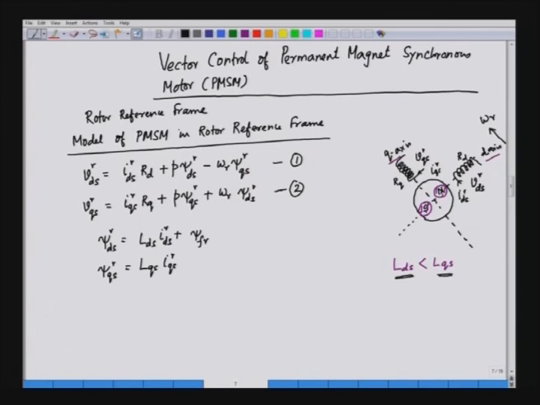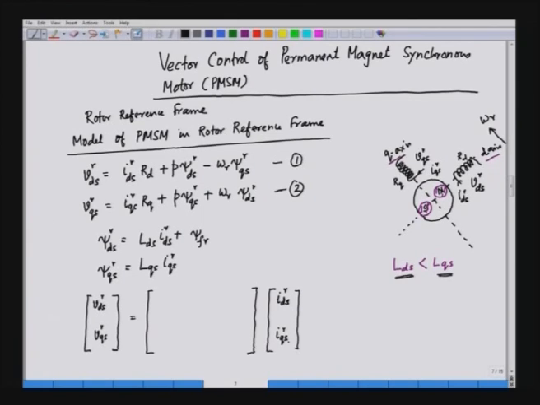So, if we do that and write down the final voltage equation, we will represent this in a matrix form like this: VDS, VQS, the rotor reference frame, that is equal to... we can have these current expressions here, where IDS is the D axis current in the rotor reference frame, and IQS is the Q axis current in the rotor reference frame.